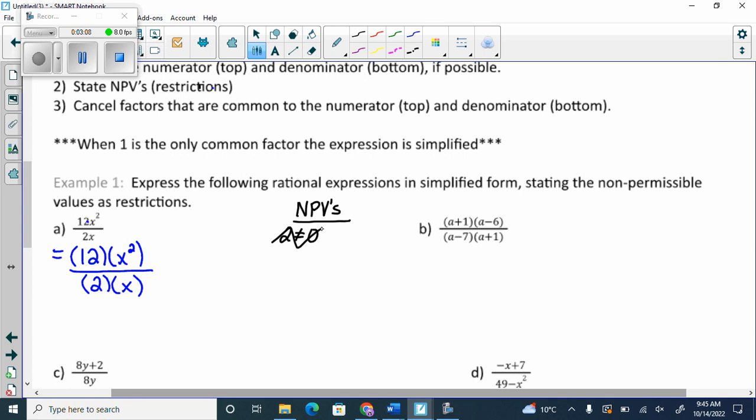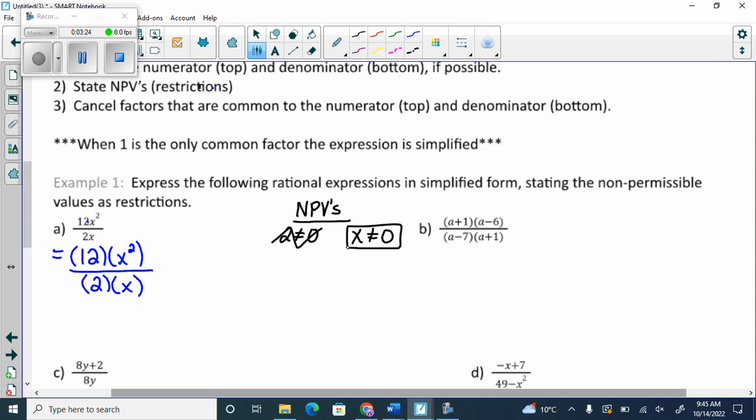Correct? Then our other one is x. So we just say x can't equal 0, and I don't have to solve for anything because I'm done. It's by itself. If I plug the 0 back in, I get 2 times 0, which would make my denominator be 0. Therefore, I know I'm right. My non-permissible value is good.